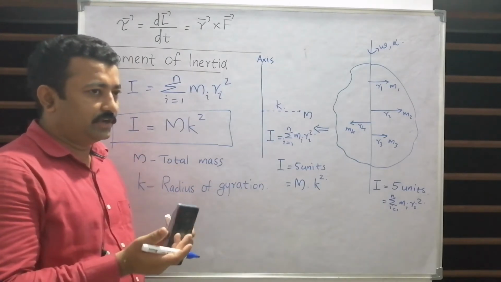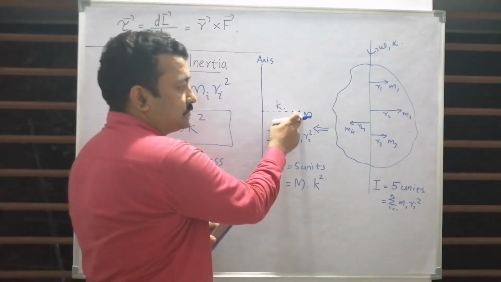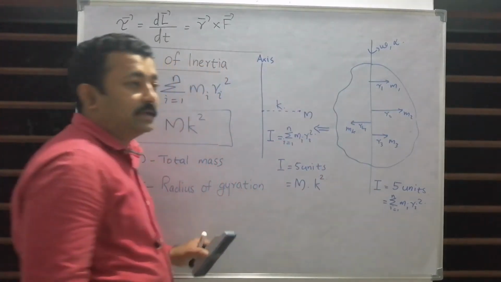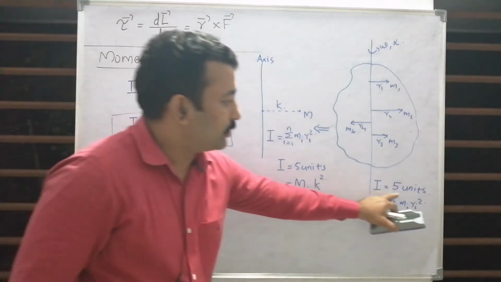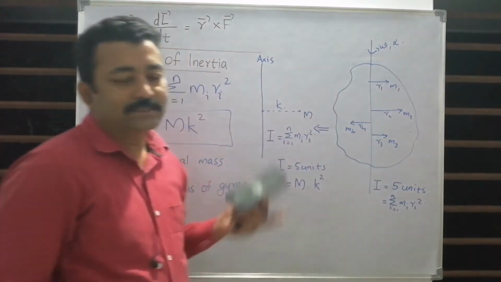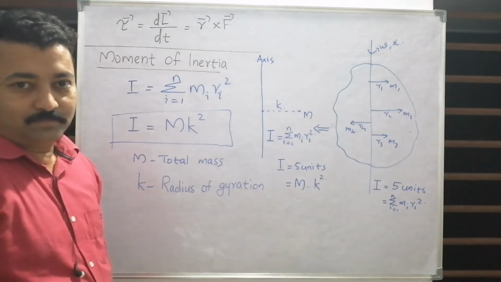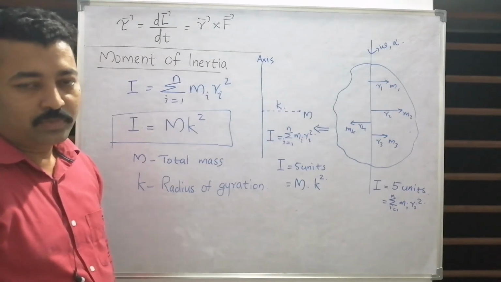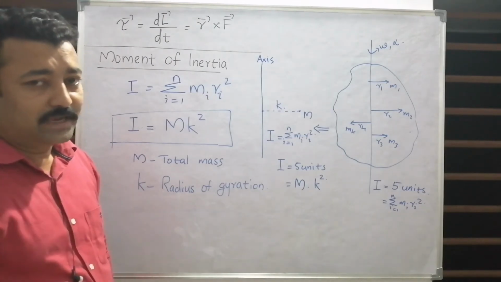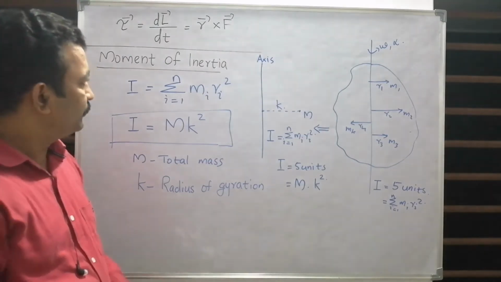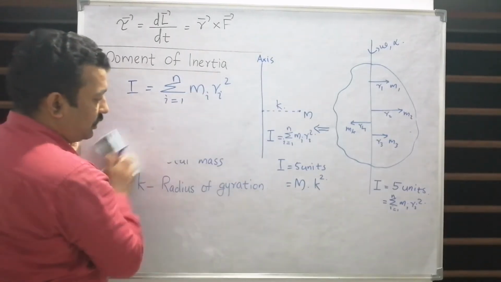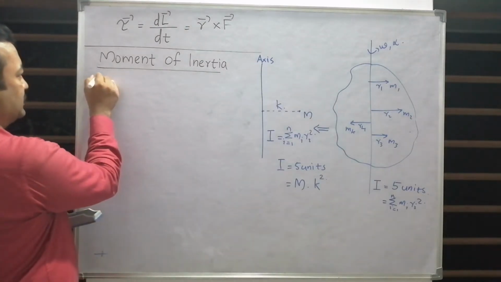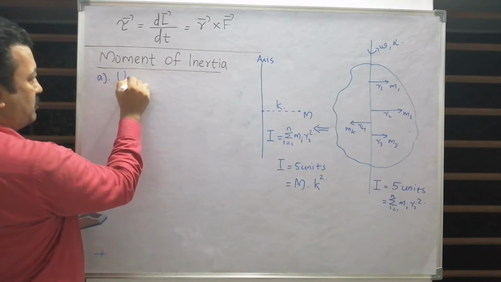So what is the radius of gyration? It is an imaginary radius at which the entire mass of the system is supposed to be concentrated, and that gives rise to the same value of moment of inertia as the original system. So that is a way to analyze the moment of inertia of a system of particles. I will do one simple example so that the concepts will be very clear to you. I will do an example of moment of inertia of a uniformly distributed ring, or uniform ring.